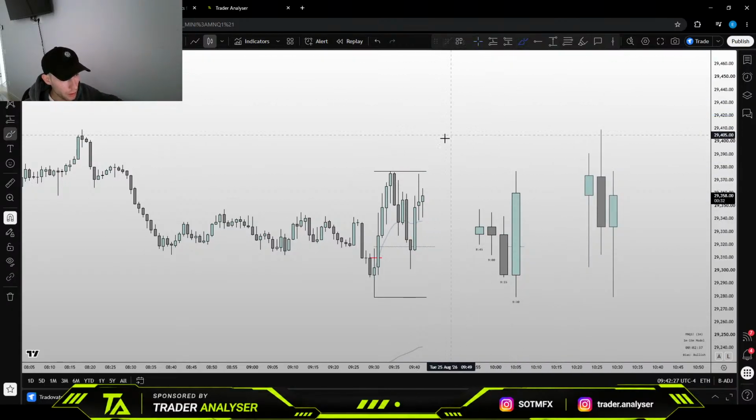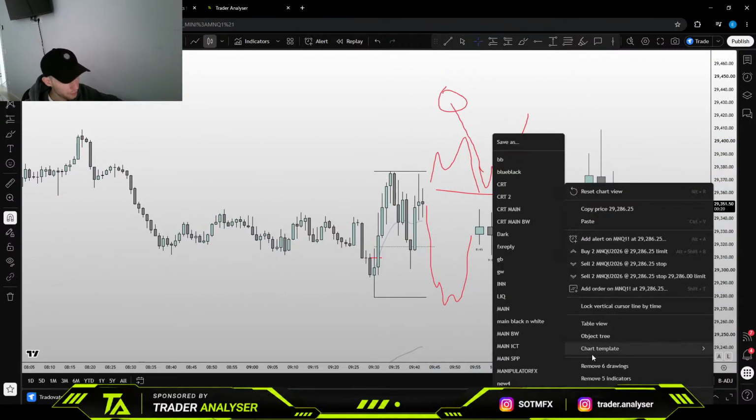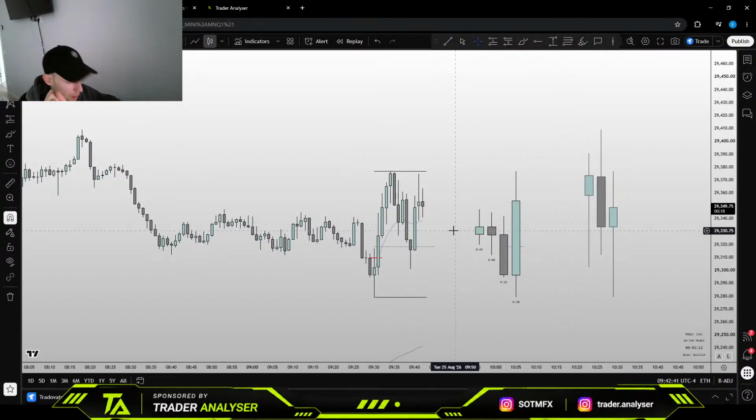So this trade would be a pullback trade, this trade would be a break and retest trade, and you know, double break would be either from downside or upside. So that's pretty much it.